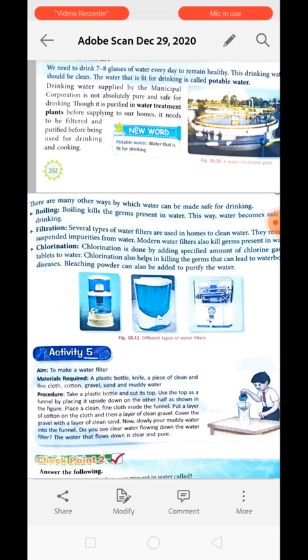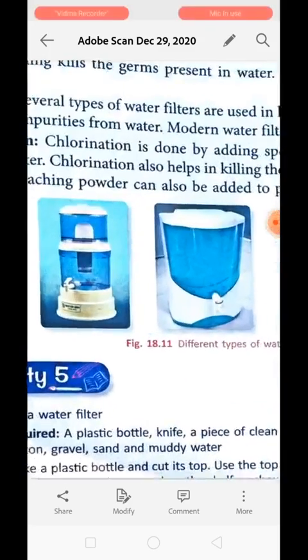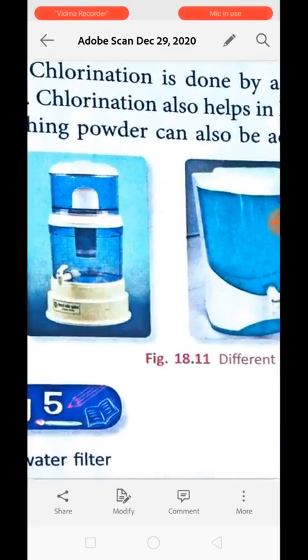Now next process is chlorination. Chlorination is done by adding a specific amount of chlorine gas or tablets into water. Chlorination also helps in killing the germs that can lead to waterborne diseases. Bleaching powder can also be added to purify the water. Okay, like in a swimming pool, we can use chlorination. Over here some of the modern filters are given.